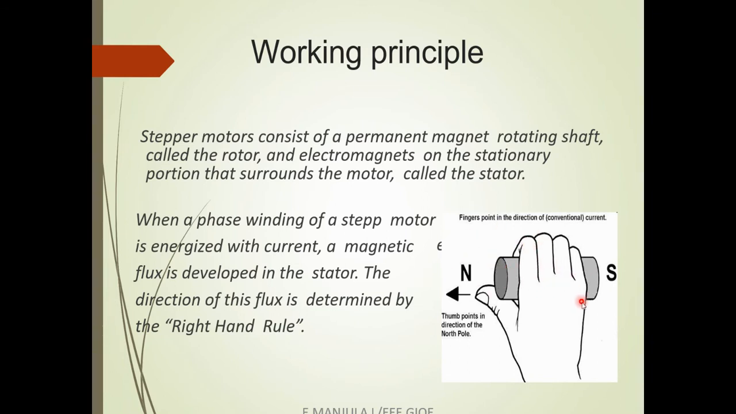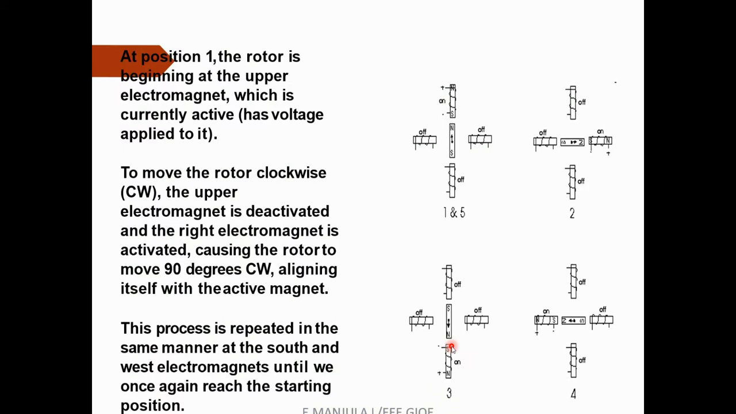But in this picture, these are the currents. All four fingers are indicating the currents. Here it is a conventional current, and this thumb is indicating the pole's direction.